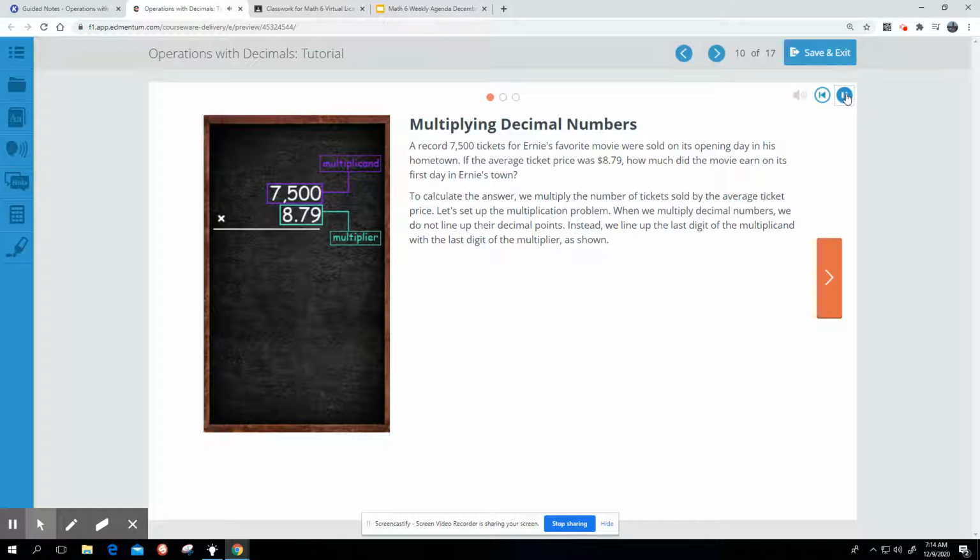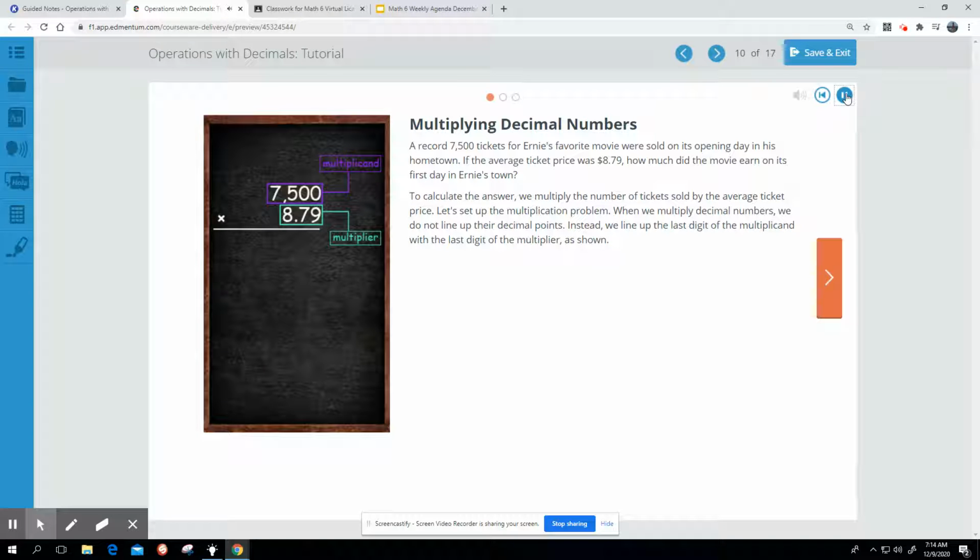Multiplying decimal numbers. A record 7,500 tickets for Ernie's favorite movie were sold on its opening day in his hometown. If the average ticket price was $8.79, how much did the movie earn on its first day in Ernie's town? To calculate the answer, we multiply the number of tickets sold by the average ticket price.